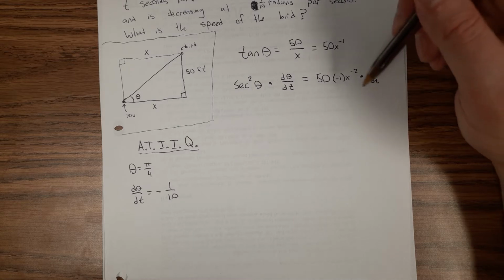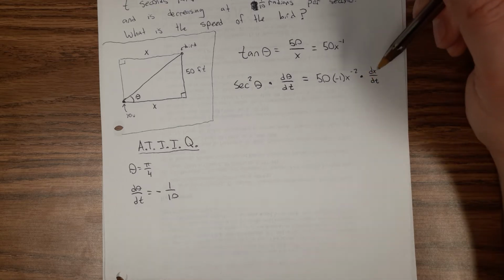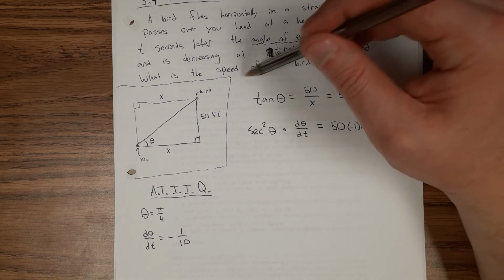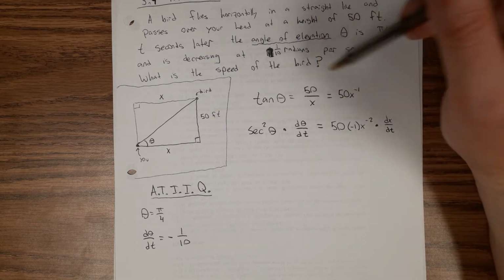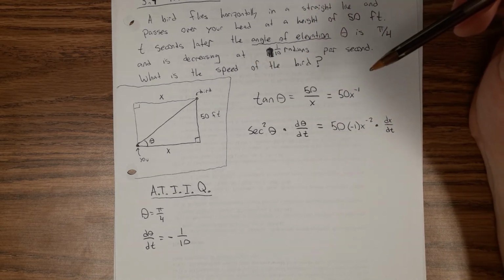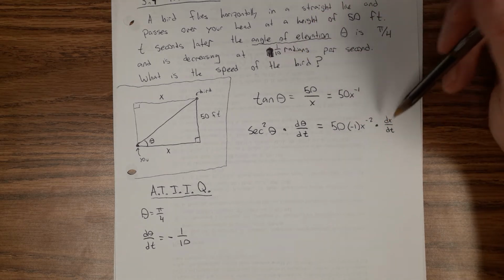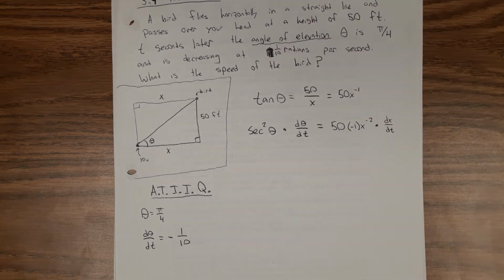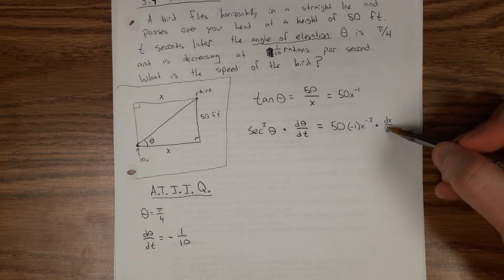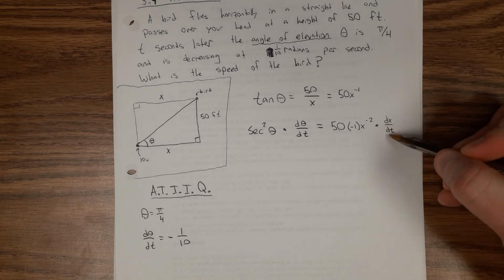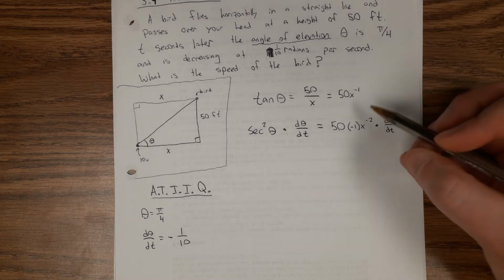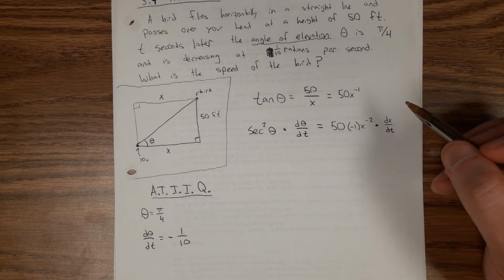Well, I don't know dx over dt, but that makes perfect sense because remember, dx over dt is exactly what we want. Like in the end, that's going to be our answer. That's the speed of the bird. So I'm not going to know that, but like I was saying, I need to know everything except one thing. So if this is the one thing that I don't know, I'm going to need to know x.